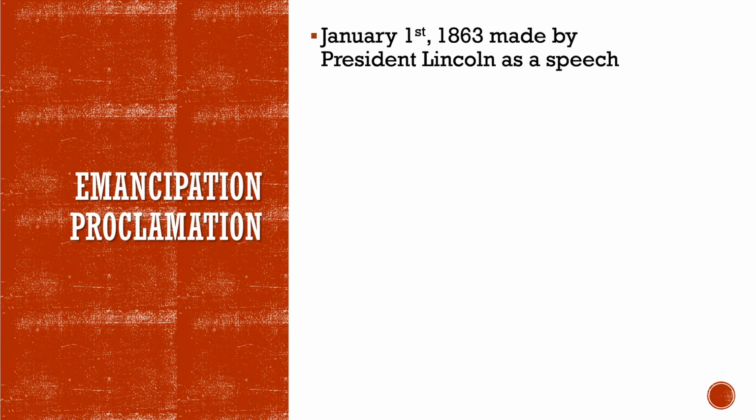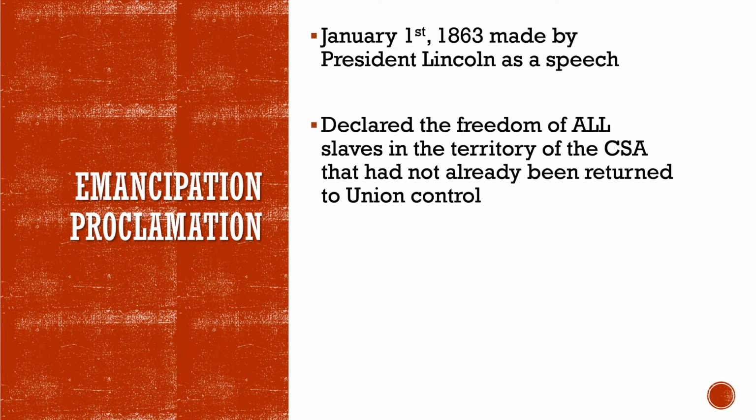Let's go into more depth about what it calls for. On January 1st, Lincoln made the speech. And what is it going to say? Well, it declared the freedom of all slaves in the territory of the Confederacy that had not already been returned to Union control. So what does that mean? It means that in any Confederacy-controlled land, all slaves were free in that territory.